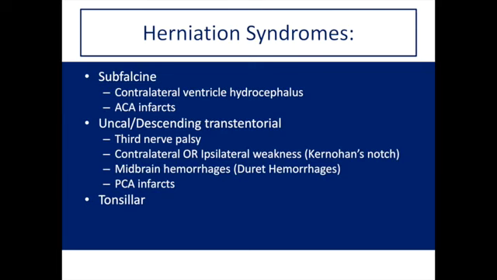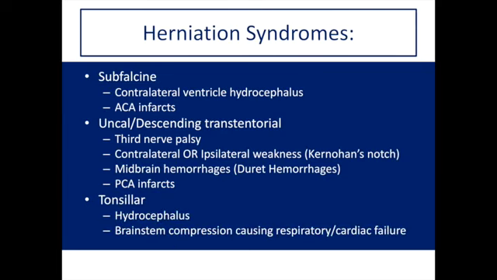For tonsillar herniation, you can get obstruction of the fourth ventricle, which causes dilatation of the other ventricles, also known as hydrocephalus. Tonsillar herniation can also push in the brainstem, where you have structures that are important for respiratory and cardiac control, and this can cause respiratory or cardiac failure, aka death.